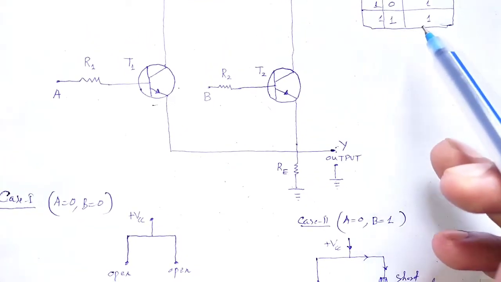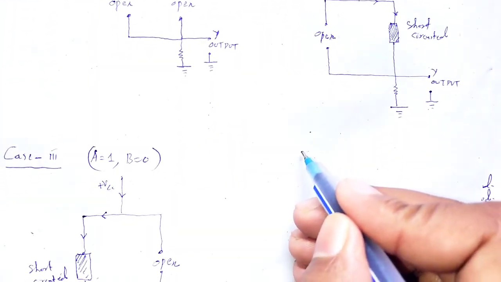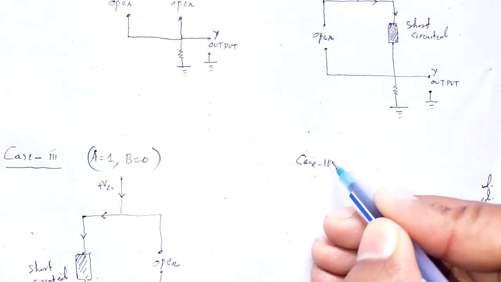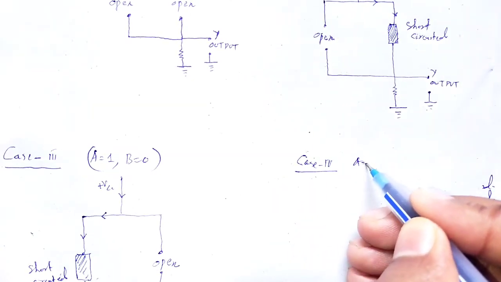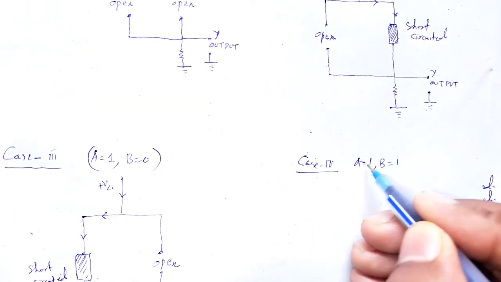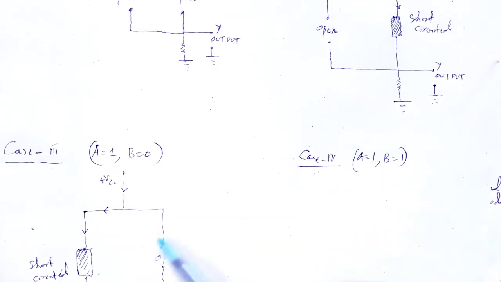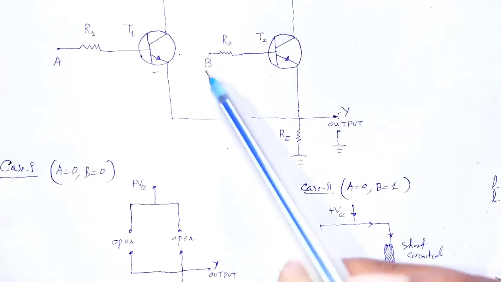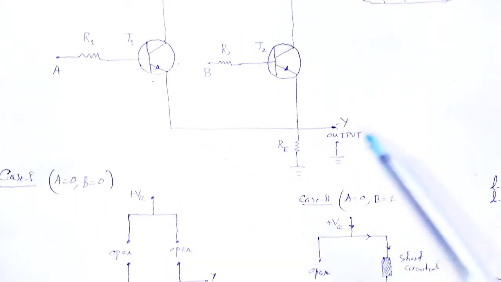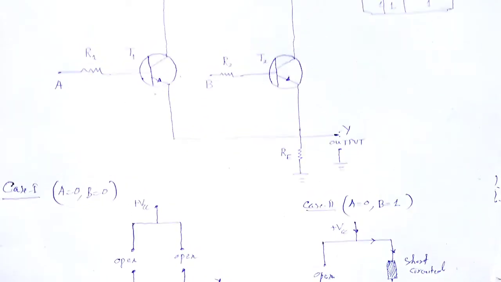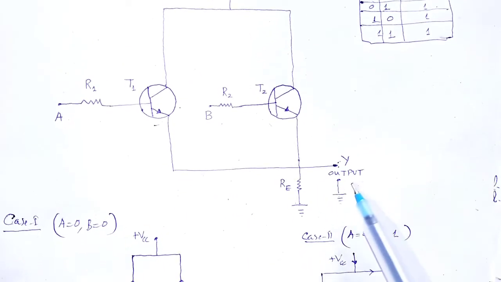Next, the last situation, the 1 1 condition. Case number 4, when A is equal to 1 and B is equal to 1. Same thing, these two transistors are short circuited and the overall circuit is completed, and at the output section we have 1.